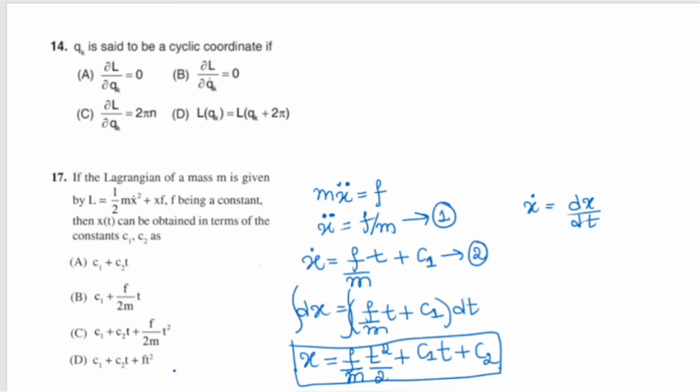Cf divided by 2m t square plus c1 into t. They have said it to c2 into t. It is fine, plus c1, right? So option C is the right answer. I hope that you people understood. I am going to the next problem.